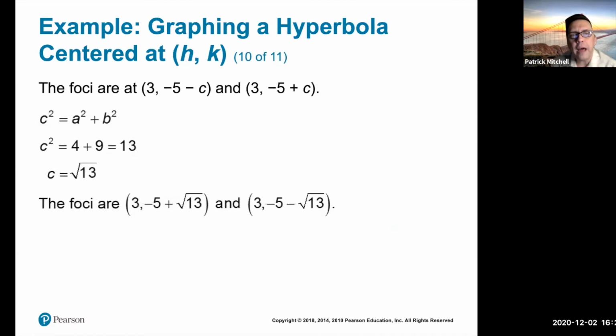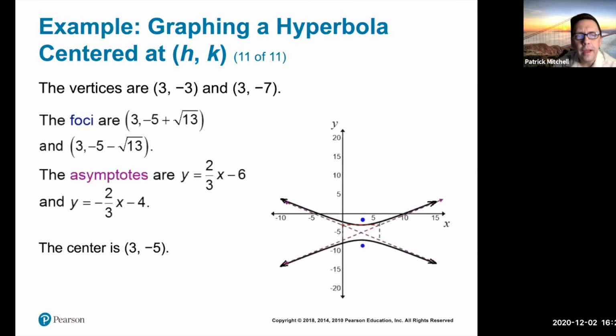And then the foci would be at the points (3, -5 - c) and (3, -5 + c). We find the value of c the same way we did before. It turns out that c is the square root of 13. And so the foci are at the points (3, -5 ± √13). Okay, all right. So there we go. I think that's everything we need for that example.